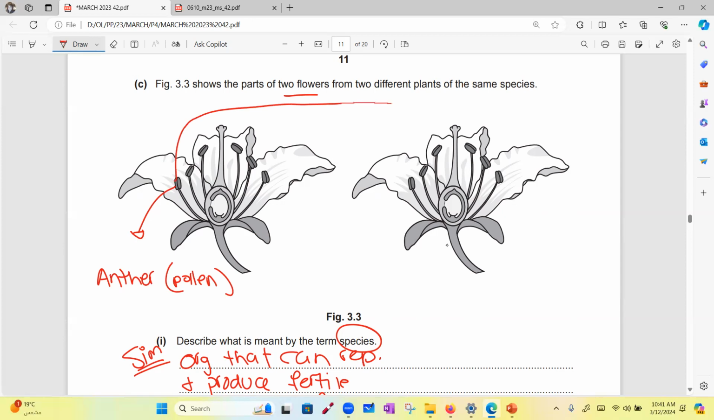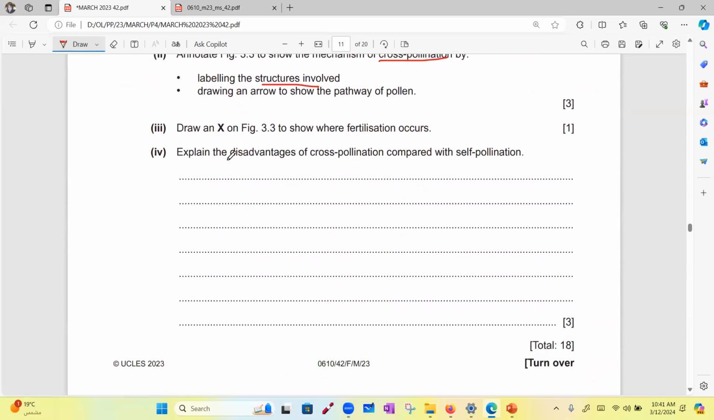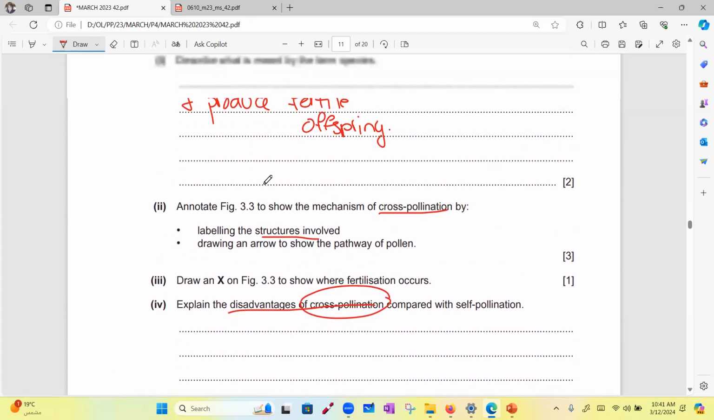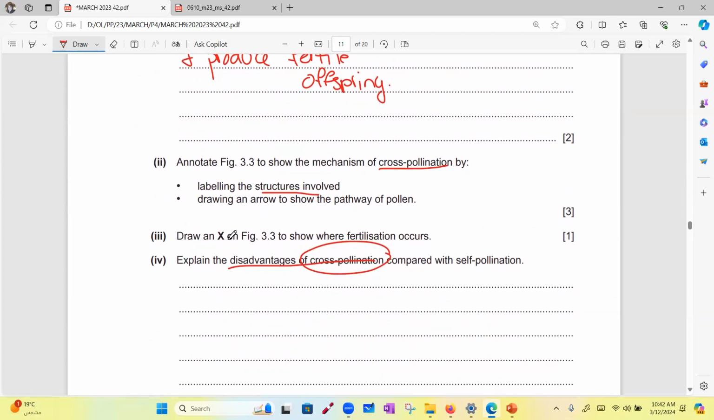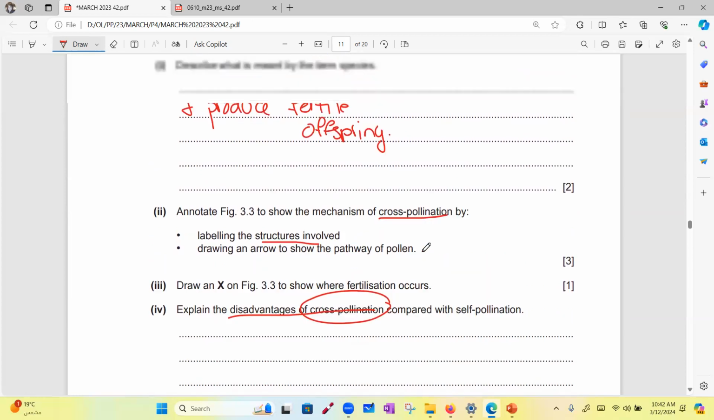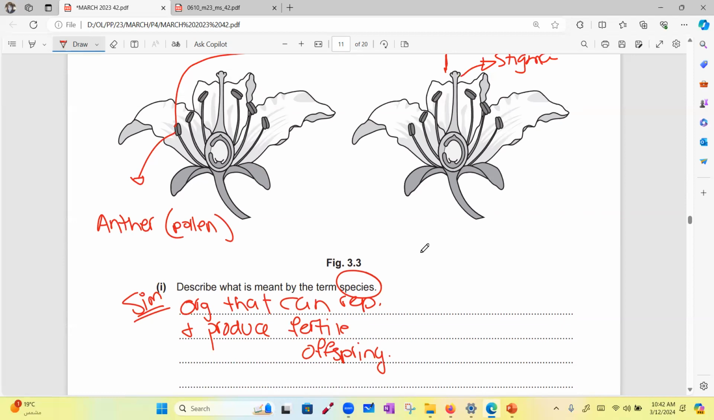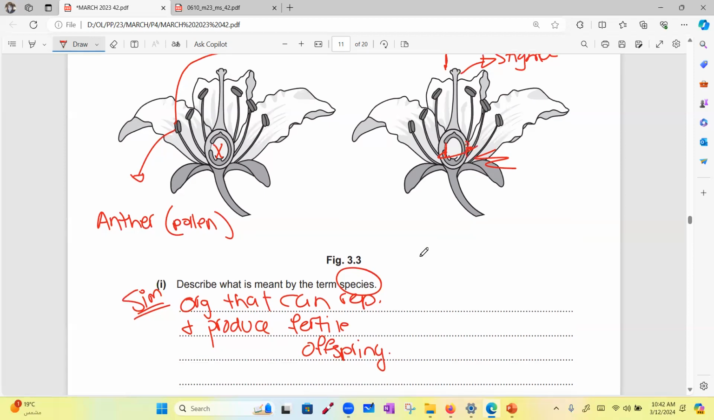So you will do this. I don't have it here. Oh, it doesn't work. This is the stigma. Okay, that's it. This is cross-pollination. This is what you will do on the diagram. Clear? Okay, nice. Explain the disadvantages of cross-pollination compared with self-pollination. Direct question. Huh? We did? No, we didn't. Oh, yes. Draw an X to show where the fertilization happens. Where does it happen? Yes, here.